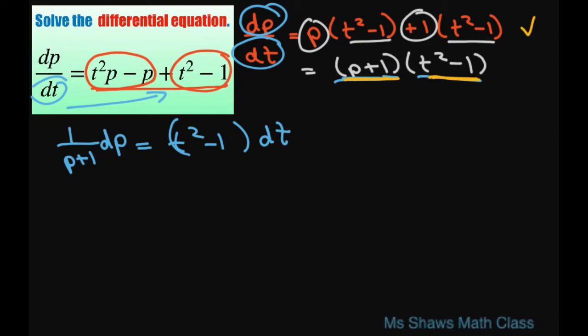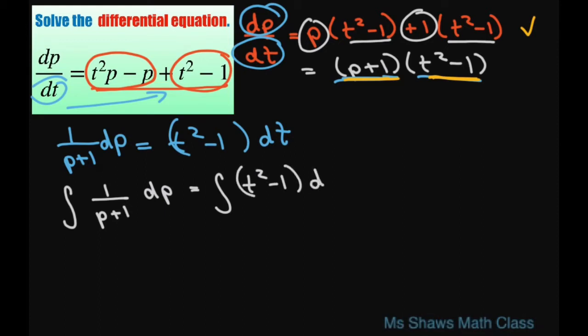So let's integrate both sides of the equation. So we're going to the integral of 1 divided by p plus 1 dp equals the integral of t squared minus 1 dt. All right, now we can integrate. So for the first left-hand side, we're going to get ln of absolute value of p plus 1. On the right-hand side, this piece is going to be 1/3 t cubed minus, and this is going to be t. All right. Now, we have to solve for p explicitly.